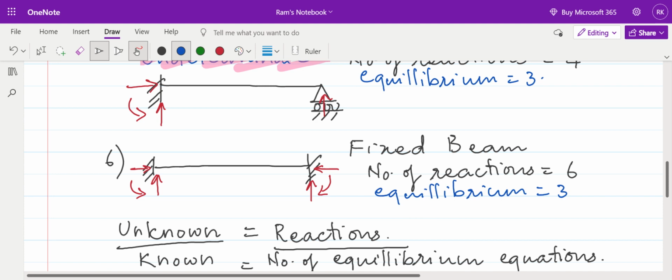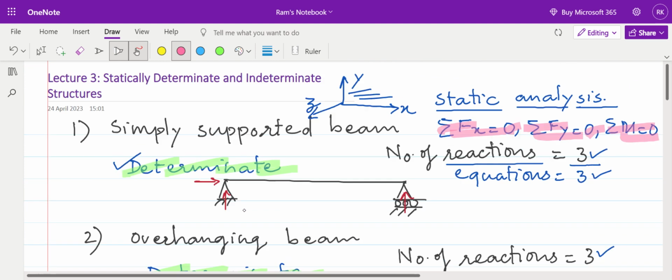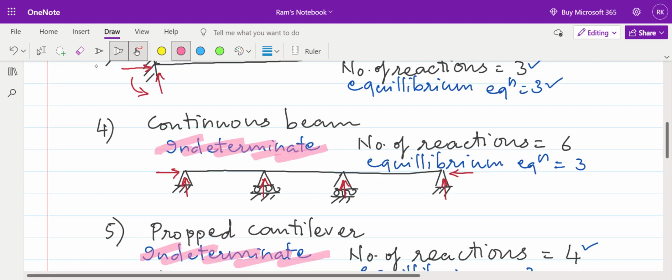Only 3 equations, and there are 6 reactions to be determined. 6 unknown reactions. So this fixed beam is also termed as an indeterminate structure, where we cannot determine the unknown reactions using equations of equilibrium alone. So this is the basic difference between determinate and indeterminate structure.